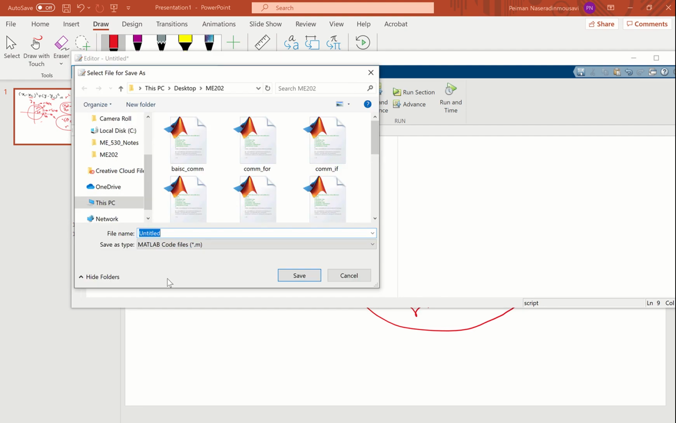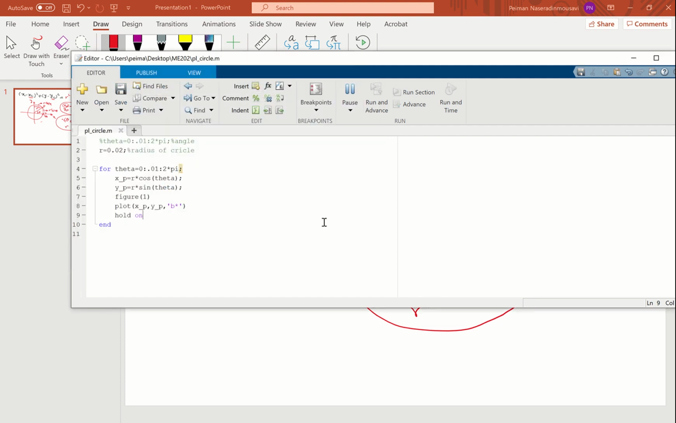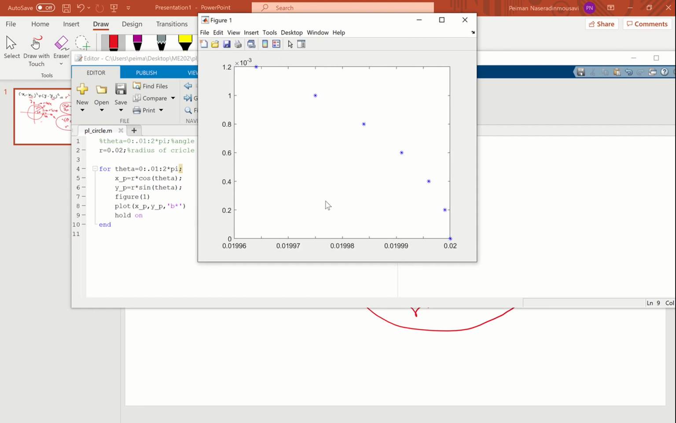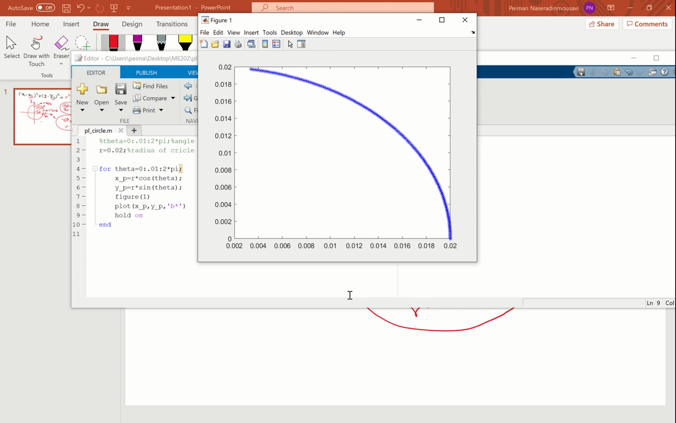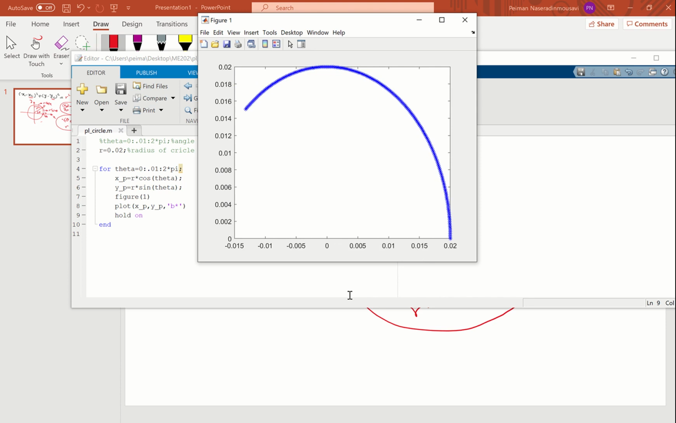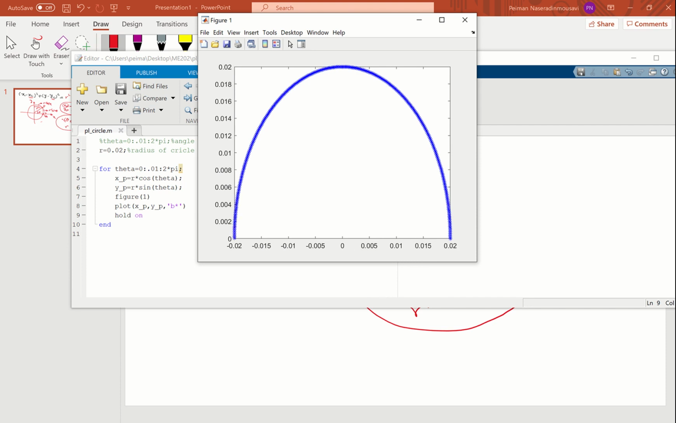Oh, I have to save it first. I'm going to say plotting circle, maybe 2. So it's going to give me, see, eventually it's going to plot me a circle, guys. Bear with me. And its radius is how much? As it shows, the radius is 2 centimeters, 0.02, and it goes down and circles.